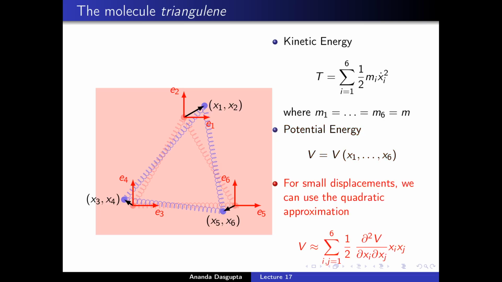Now, if I make a small displacement approximation, we can expand out this potential in a Taylor series, and as you all know, the standard theory will tell you that the first derivative term, the term linear in the x_i's, will vanish because x_i equal to 0 stands for equilibrium. So the smallest non-trivial term that you are going to get is a quadratic one, the sum over both i and j running from 1 to 6 of half ∂²V/∂x_i∂x_j x_i x_j.